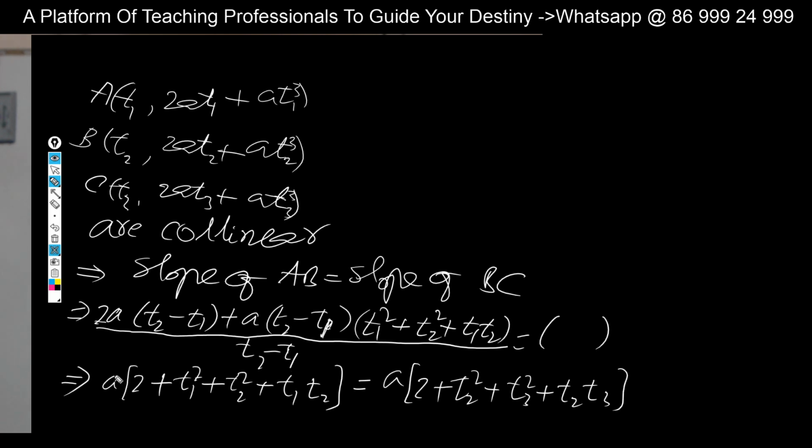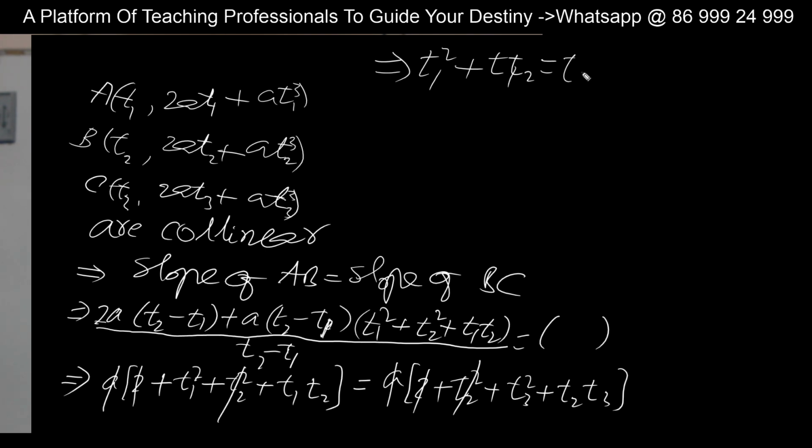Then you will get a cancelled, 2 cancelled, and t2 square also cancelled. Then what is remaining here? Just see. t1 square plus t1 t2. I am writing it here. t1 square plus t1 t2 is equal to t3 square plus t2 t3.